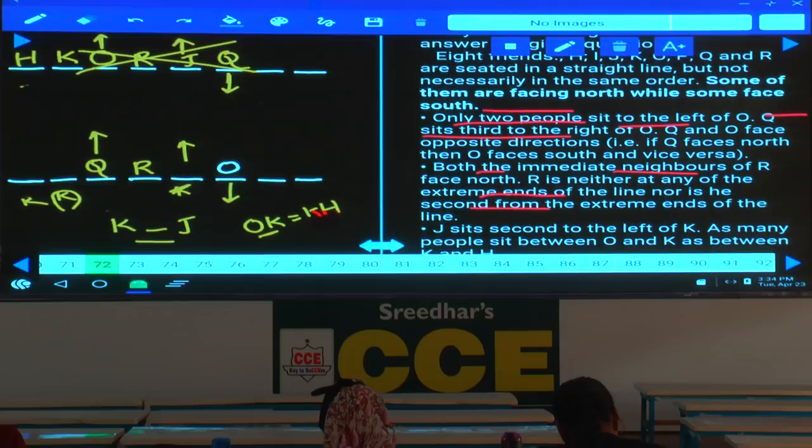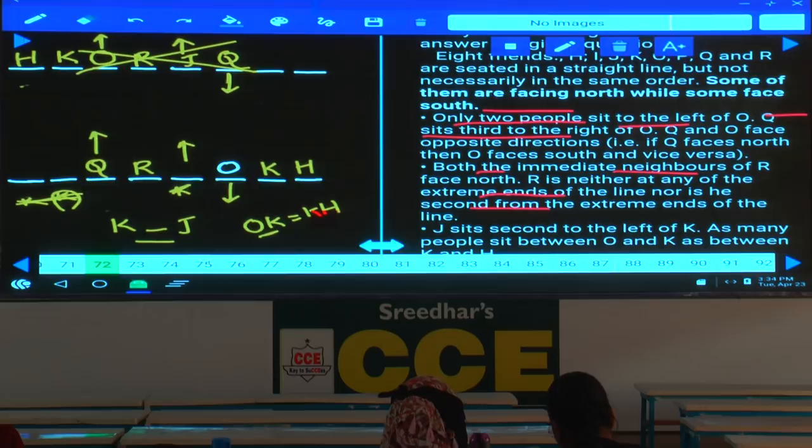Then what is the only possibility here? K must be here. If K is here, O must be here. H must be here. Done with this? The number of positions between O and K is 0. The number of positions between K and H is also 0. We have taken this information.